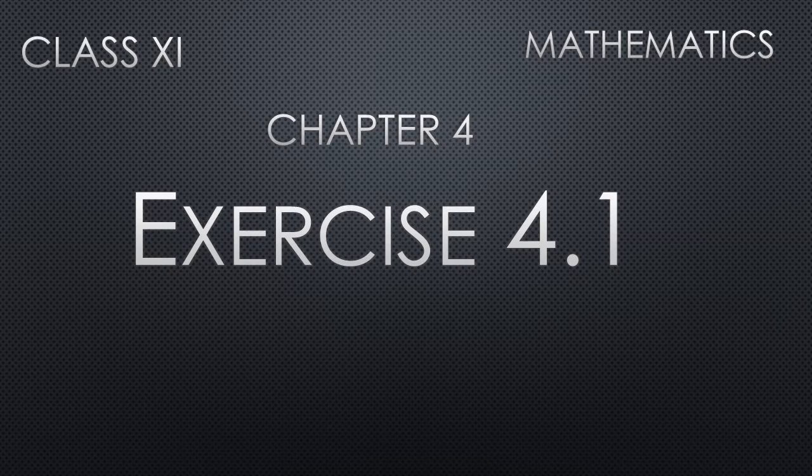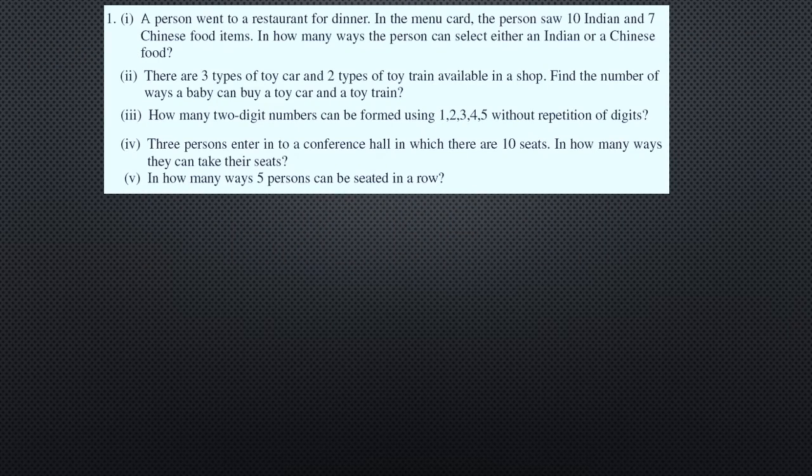In this class, from this video, let us discuss exercise 4.1. Question number 1. A person went to a restaurant for dinner. In the menu card, the person saw 10 Indian and 7 Chinese food items. In how many ways can the person select either an Indian or a Chinese food?